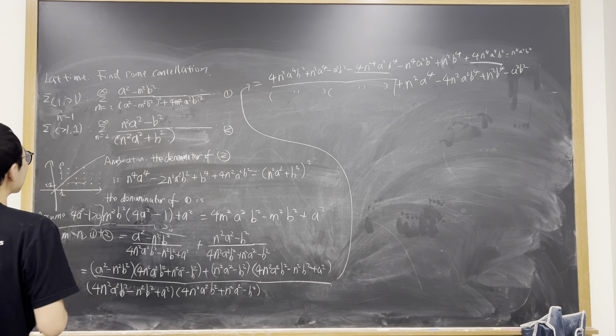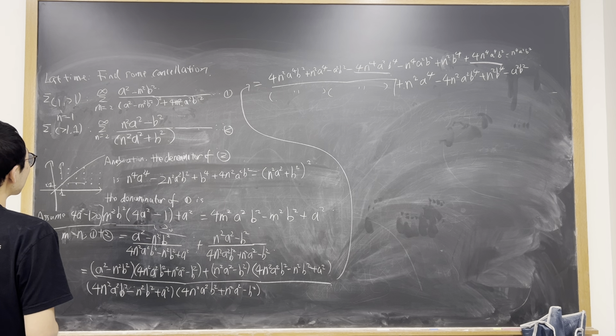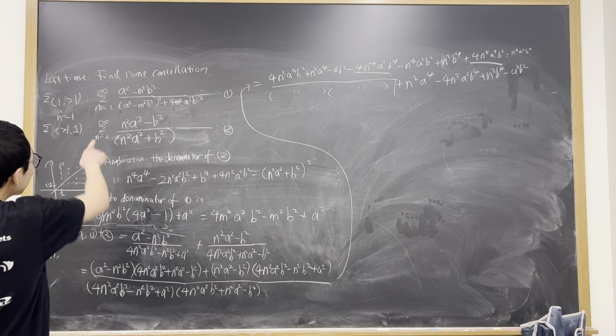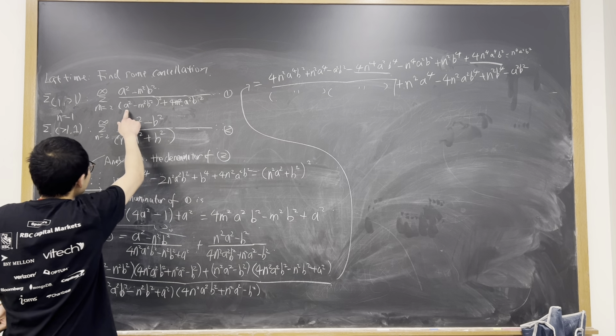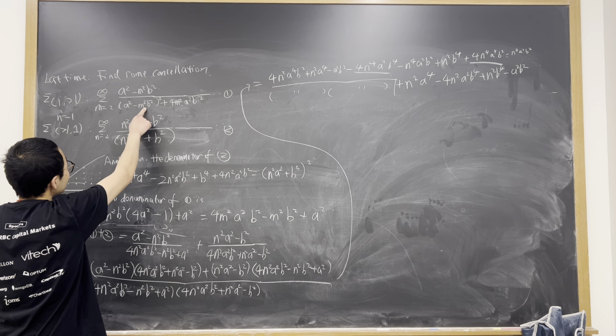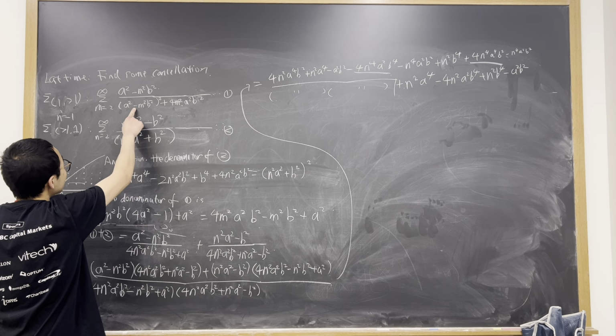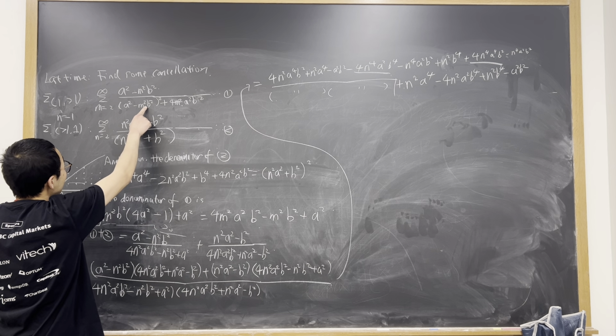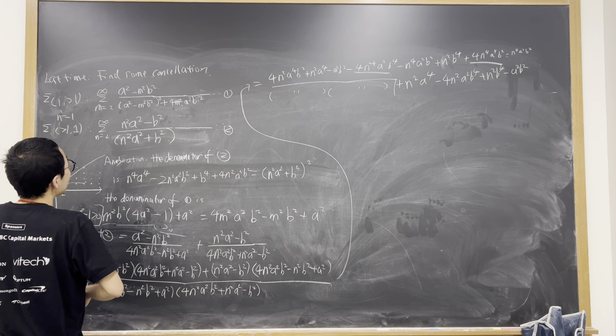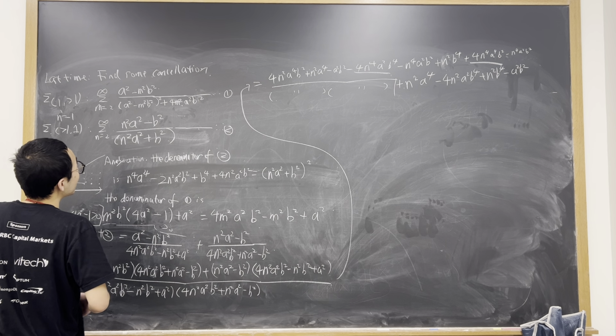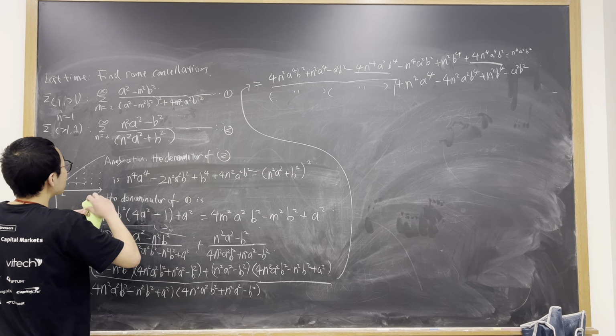Because it will be minus 2m squared a squared b squared, right? Yeah. So we expand this term, right? It will be m squared a squared b squared minus 2m squared a squared b squared, right? And then, yeah, so it also becomes plus.